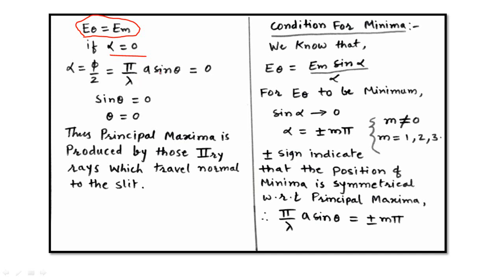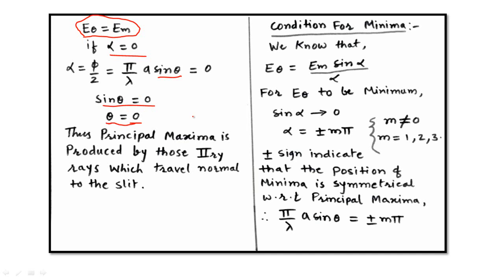Now in order to satisfy this equation, either pi should be equal to 0, a should be equal to 0, or sin theta should be equal to 0. Pi cannot be 0. A is the width of the single slit, it is constant, so it cannot be 0. And therefore in order to satisfy this equation, the only thing which can be equal to 0 is sin theta. So sin theta should be equal to 0. If sin theta is equal to 0, it means that theta is equal to 0.